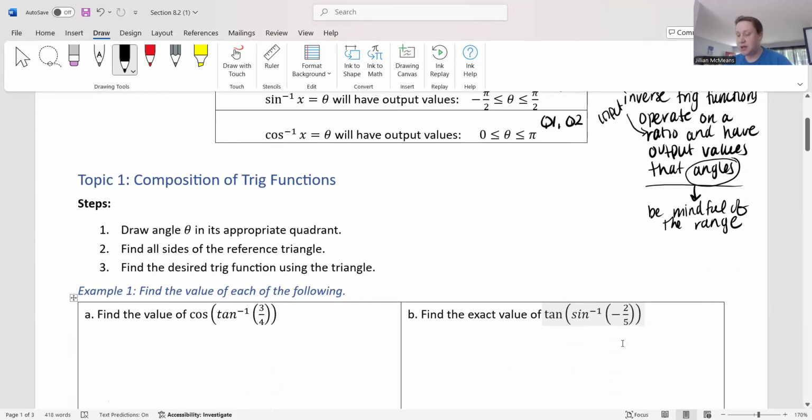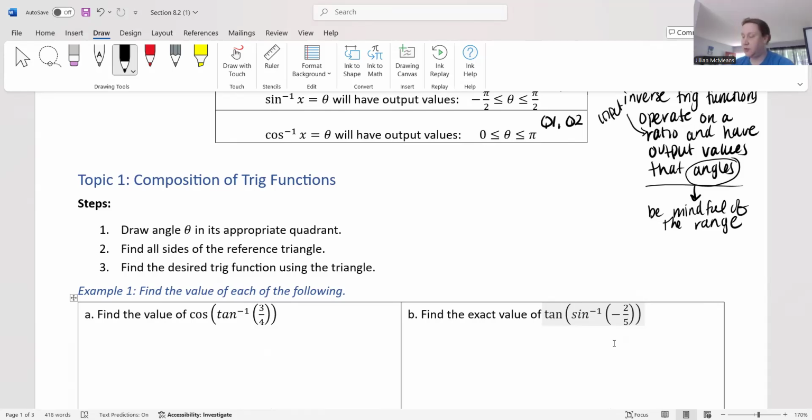So you can see here at our examples, we're going to look at cosine of inverse tangent, and then we're going to look at tangent of inverse sine. Well, cosine and inverse tangent aren't going to undo each other. They're not inverses of each other. Tangent and inverse sine are not going to undo each other because they're not inverses of each other. So we have to find a new way to approach composition of trig functions when we're looking at two functions that aren't inverses of each other. So we have some steps listed out. What we're going to do is draw an angle theta in a very particular quadrant.